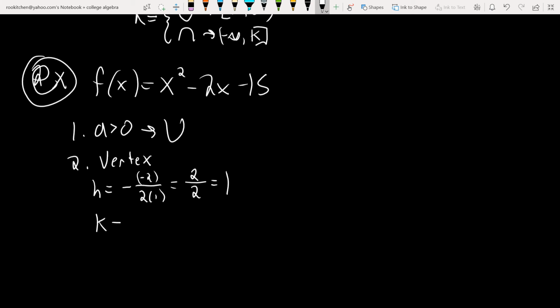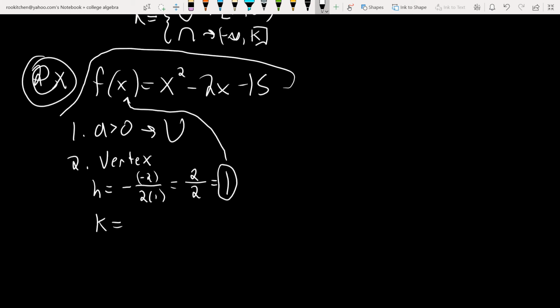Then you take this h value and plug it into f of x, because that's just how you do your tables. When you're graphing things and you do that table, if they give you an x-coordinate, to get the y-coordinate, you just plug it into the formula. And that's what you're doing here. You're just getting the corresponding y value. So if you plug in 1, you get 1 squared minus 2 times 1 minus 15. 1 minus 2 is negative 1, minus 15, so it's negative 16.